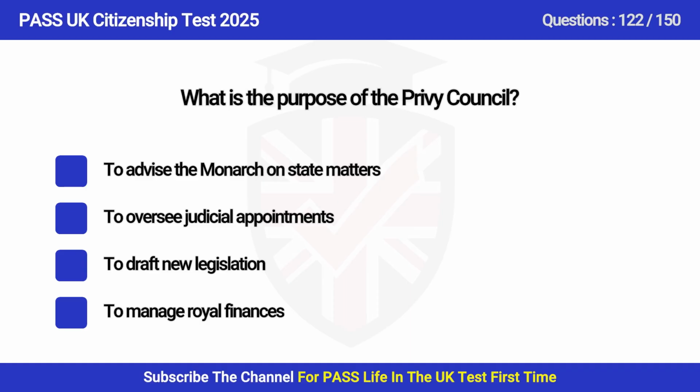A. To advise the monarch on state matters. B. To oversee judicial appointments. C. To draft new legislation. D. To manage royal finances. Answer is A. To advise the monarch on state matters.